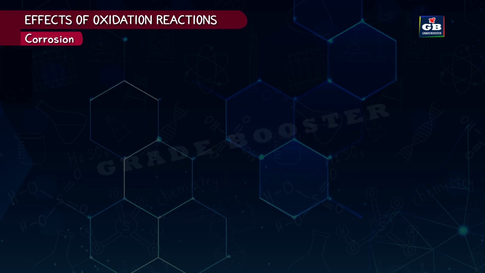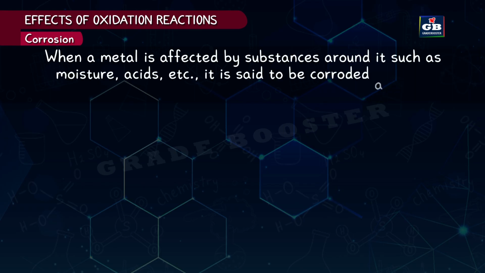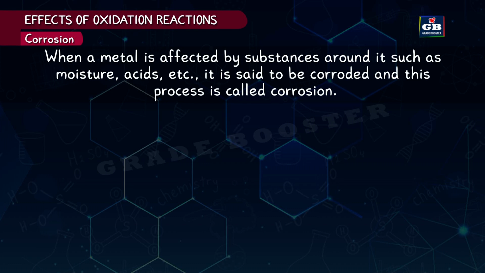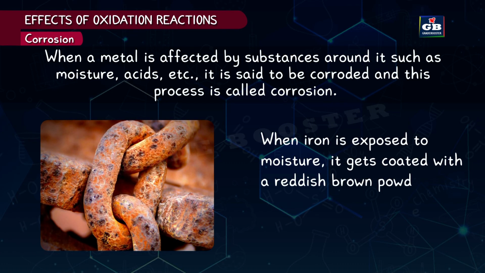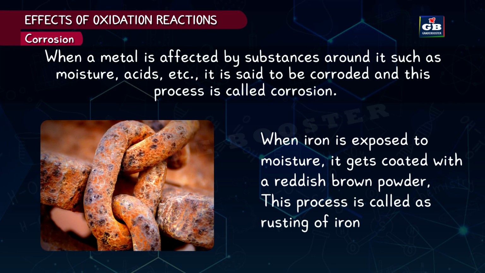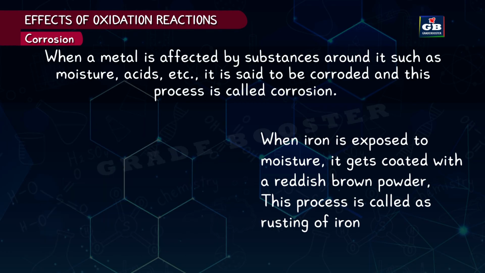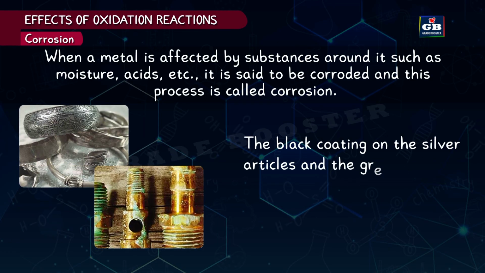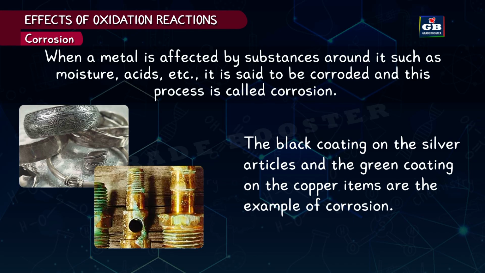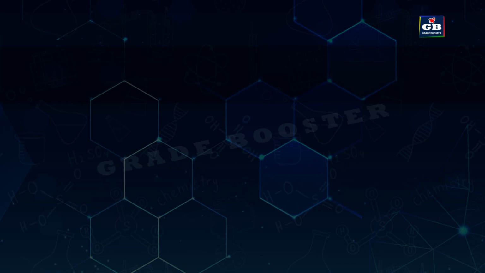Corrosion. When a metal is affected by substances around it, such as moisture, acids, etc., it is said to be corroded and this process is called corrosion. When iron is exposed to moisture, it gets coated with a reddish brown powder. This process is called as rusting of iron. The black coating on the silver articles and the green coating on the brass items are the examples of corrosion.